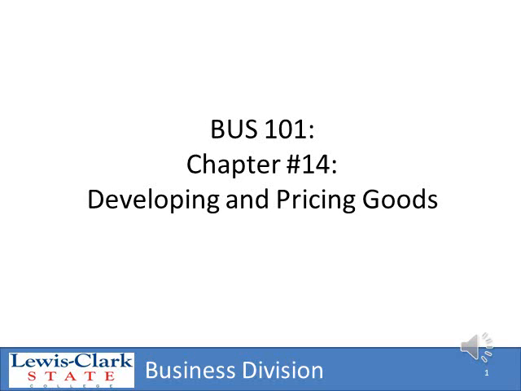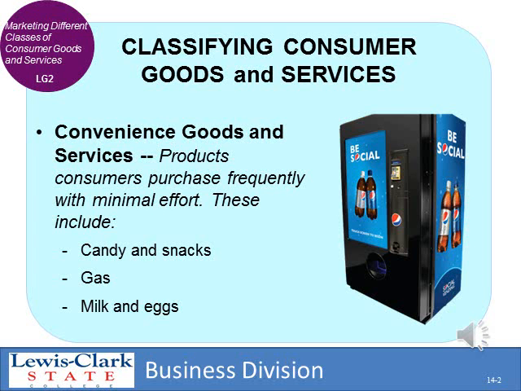This chapter focuses on just a couple of the P's in the marketing process: pricing and the product itself. When you're developing a product, there are several different classifications of goods and services that you can develop. And the first category of goods and services are convenience products.